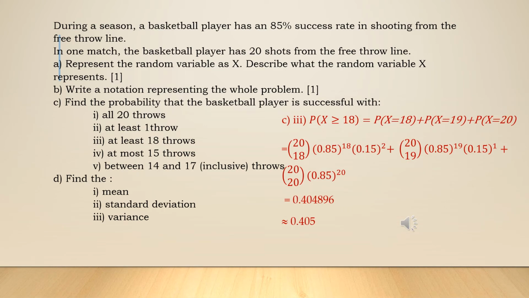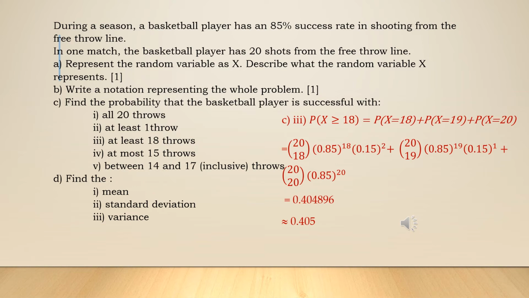For letter C, number 3, we find the probability that a basketball player is successful with at least 18 throws. When we say at least 18, can we have 19? Definitely yes. So we can have 18, 19, and 20. Mathematically, this is the way we represent probability where x is greater than or equal to 18. And we solve this by getting the probability where x equals 18, plus the probability where x equals 19, plus the probability where x equals 20.